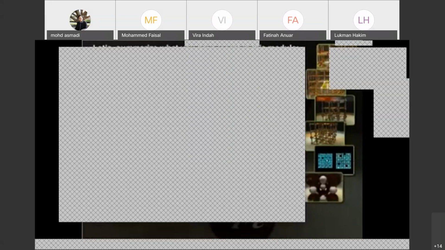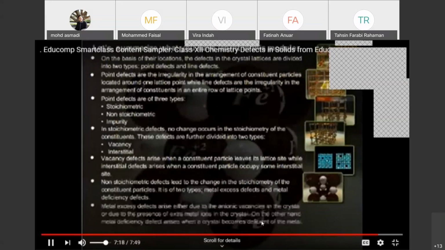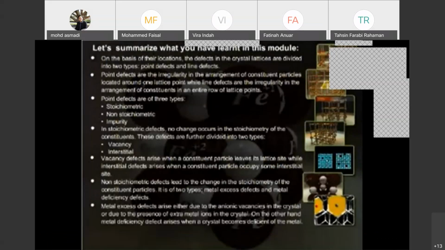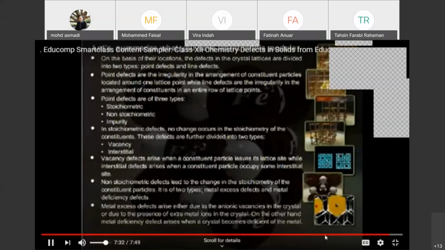Non-stoichiometric defects lead to a change in the stoichiometry of the constituent particles. It is of two types: metal excess defects and metal deficiency defects. Metal excess defects arise either due to an anionic vacancy in the crystal or due to the presence of extra metal ions in the crystal. On the other hand, a metal deficiency defect arises when a crystal becomes deficient in the metal.